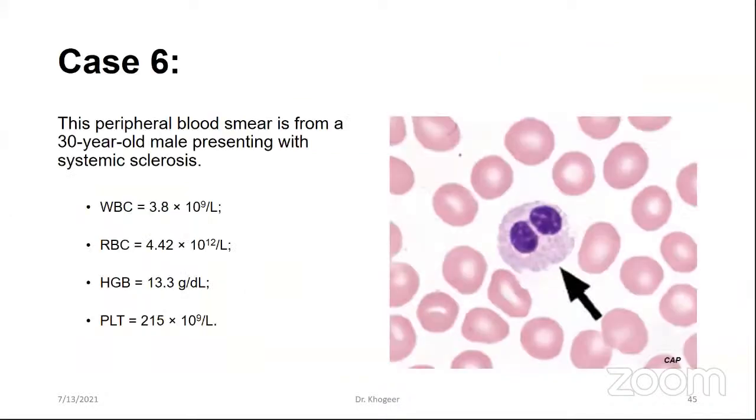Okay, next, case number 6. So this peripheral blood smear is from a 30-year-old male presenting with systemic sclerosis. His laboratory data shows mild leukopenia, almost normal red blood cells, hemoglobin, and platelets. So any guess what the arrow cell is? Any guess in the Q&A? Let's have some interaction.